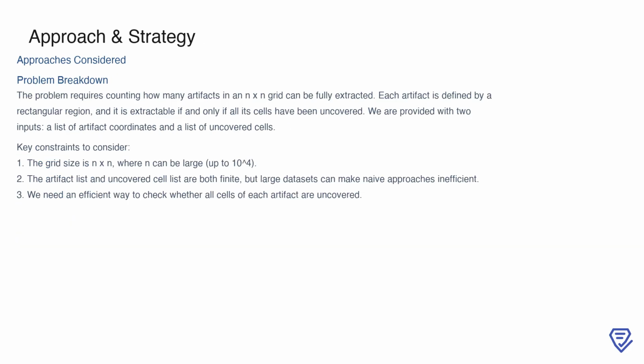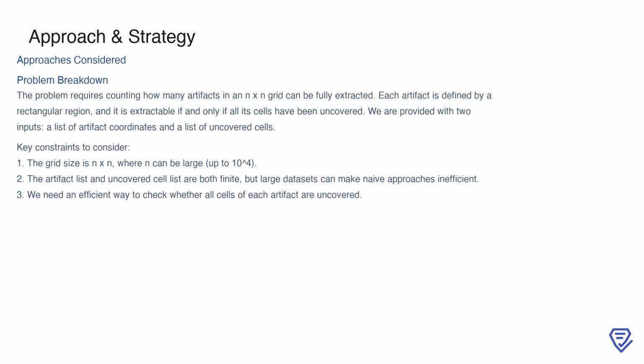To tackle this problem, we need to determine how many artifacts on an NxN grid can be fully extracted. An artifact is defined by a rectangular region, and it can only be extracted if all of its cells are uncovered. The inputs provided include a list of artifact coordinates and a list of uncovered cells, which we must use to validate each artifact. However, there are key constraints to consider.